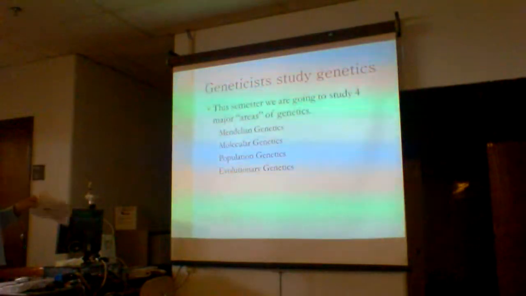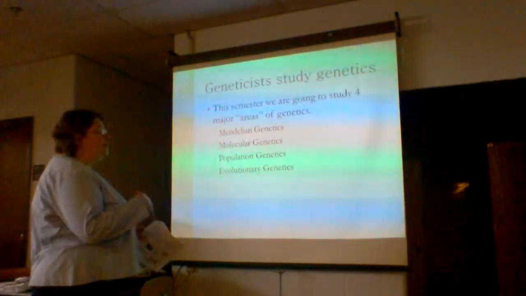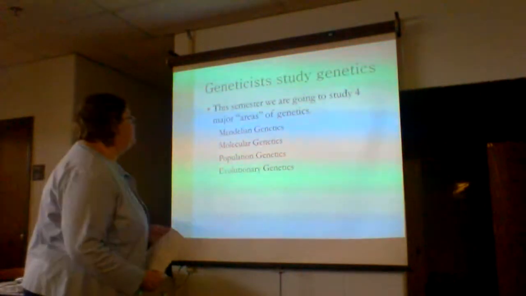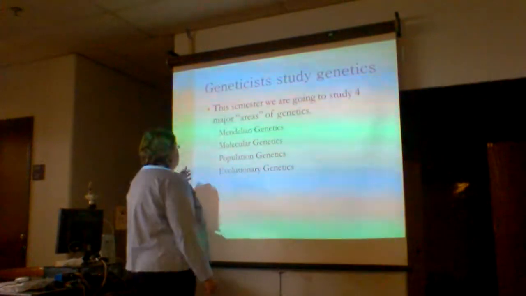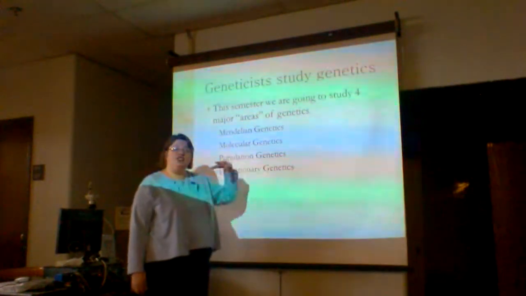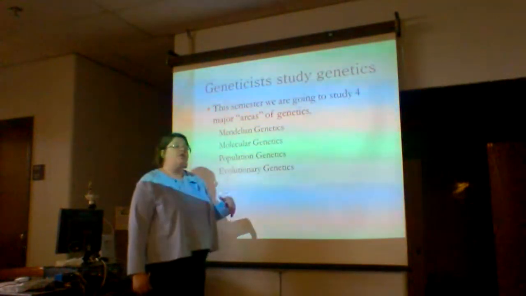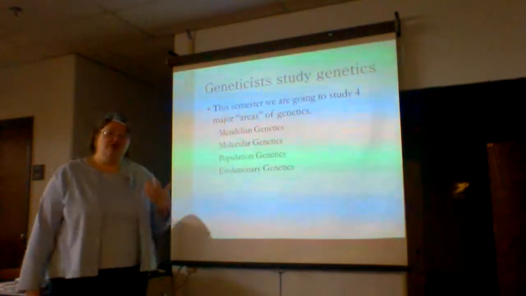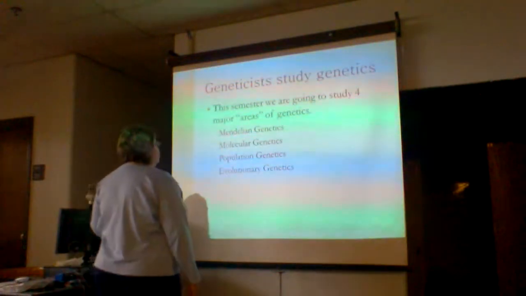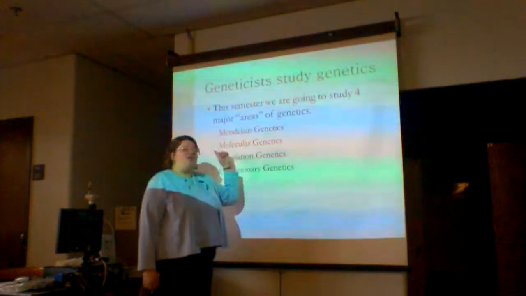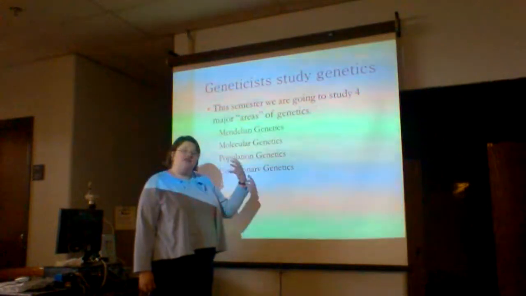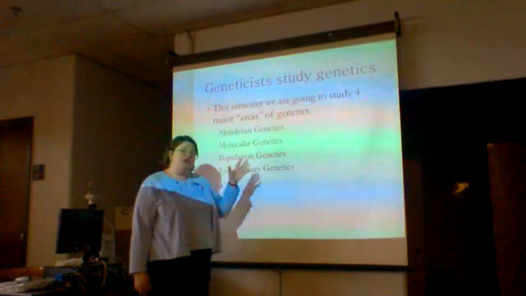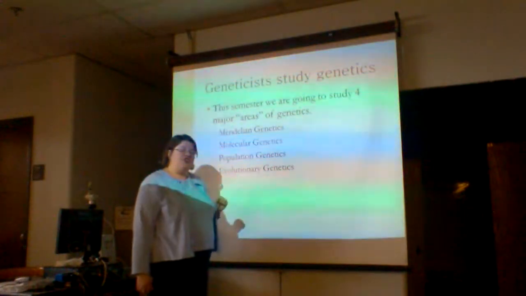So this semester we're going to study 4 major areas of genetics. Geneticists study genetics, so we're going to make ourselves into geneticists this semester. Again, chapter 3 takes us into Mendelian genetics. We're going to spend a few weeks talking about genes and chromosomes and traits and alleles. And then we're going to pull in the stuff about DNA and protein synthesis as a way to really explain the mechanism for the Mendelian genetics.